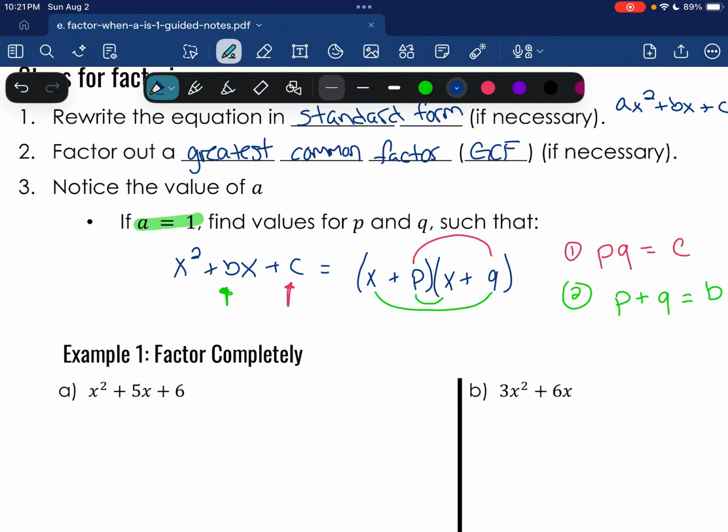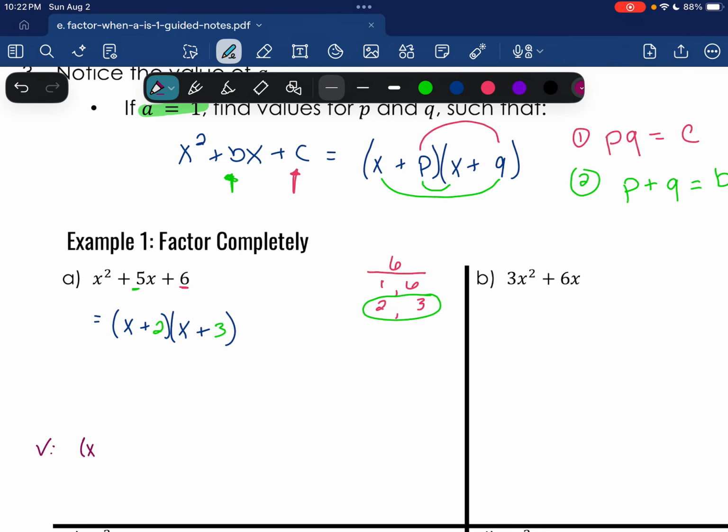So to check our work, we're just going to rewrite this factored form here and go ahead and double distribute. So we'll have x times x, or x squared, x times 3, 2 times x, 2 times 3. So you can see here how 2 times 3 got us 6, and 3x and 2x are going to add to that 5x we started with, which is why we know our answer worked out. Great job.